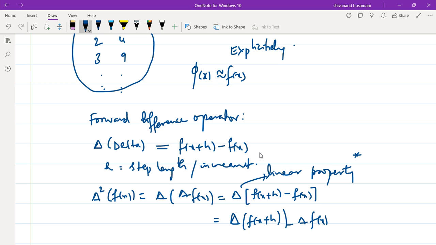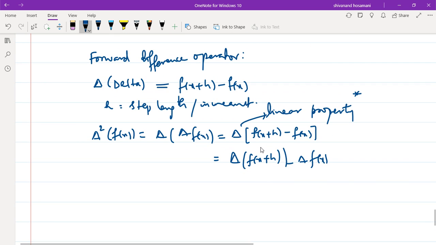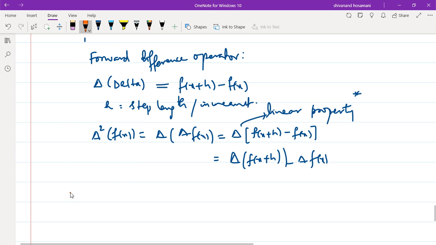Before we go for such proofs, we shall see another operator, that is the second operator, the backward difference operator.